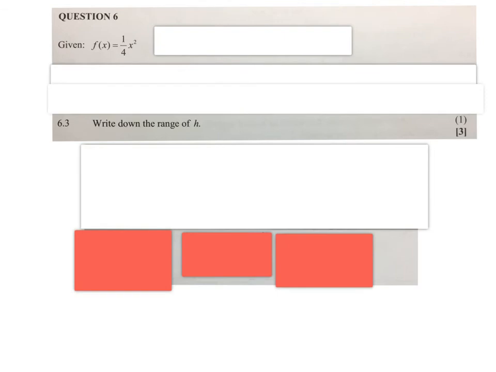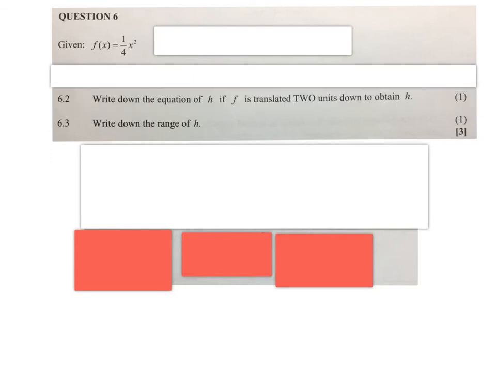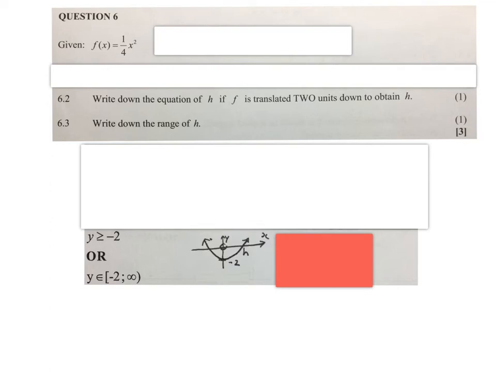The last part of this question asks, write down the range of this new graph of h that we just worked out over here. The final answer is y is bigger than or equal to minus 2, written like this or like this. If you drew the sketch, you would see that it sits over here, and the minimum value is minus 2 for y, and the maximum value is infinity. So the range is always our y value, so it's from minus 2, including minus 2, up to infinity.